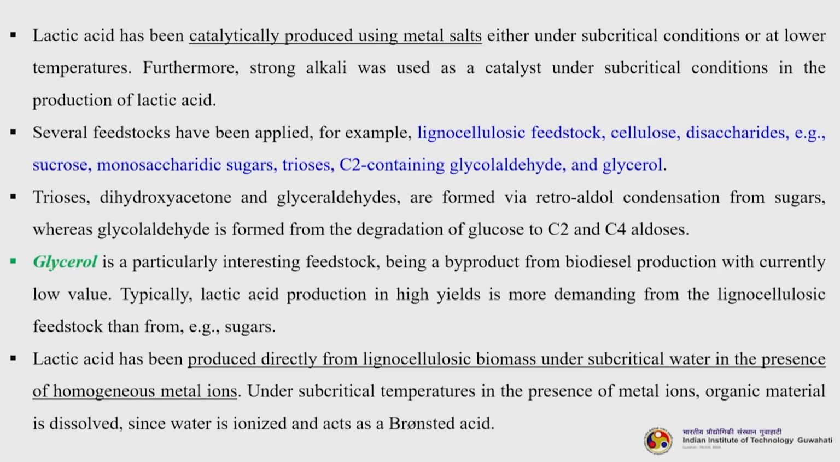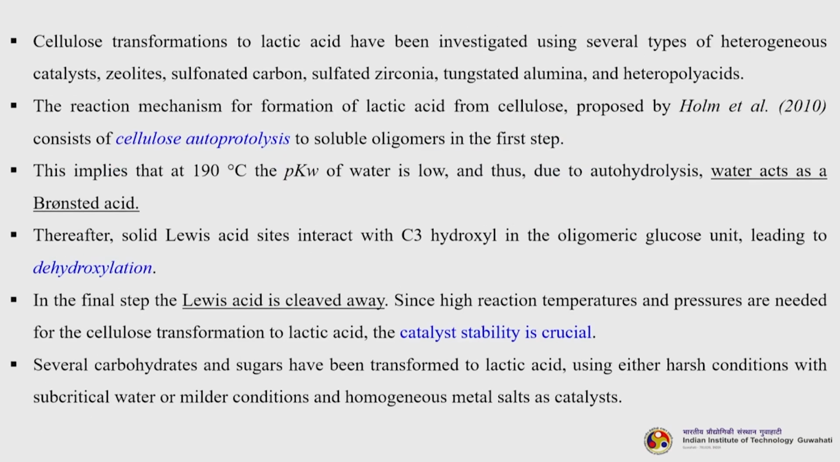Lactic acid has been produced directly from lignocellulosic biomass under subcritical water in the presence of homogeneous metal ions. Under subcritical temperatures, in the presence of metal ions, organic material is dissolved, since water is ionized and acts as a Bronsted acid. Cellulose transformations to lactic acid have been investigated using several types of heterogeneous catalysts: zeolites, sulfonated carbon, sulfonated zirconia, tungstated alumina and heteropolyacids.